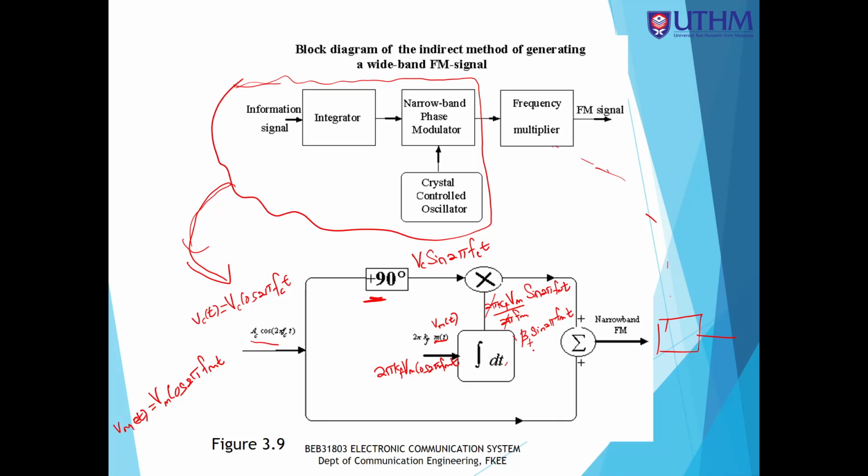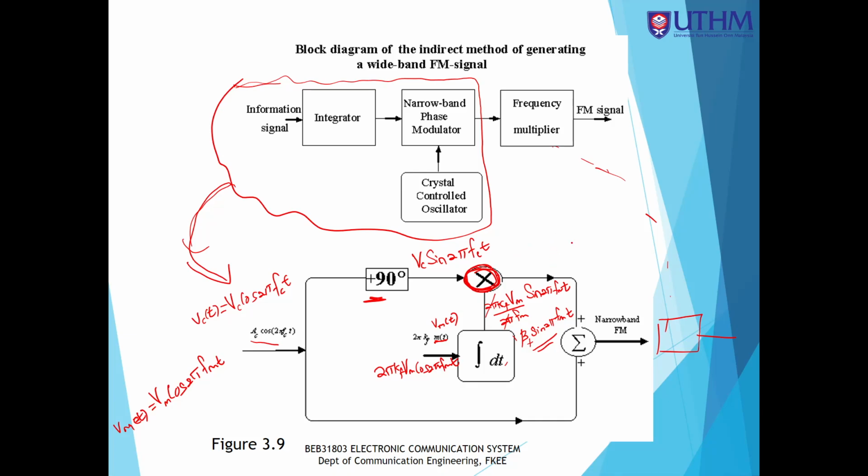So beta f sine 2 pi Fm t is inserted into the balance modulator, the narrow band phase modulator. This part here is what we call a balance modulator. It will do the process of multiplication. So this is the balance modulator, or what we call a narrow band phase modulator. It will do the multiplication.